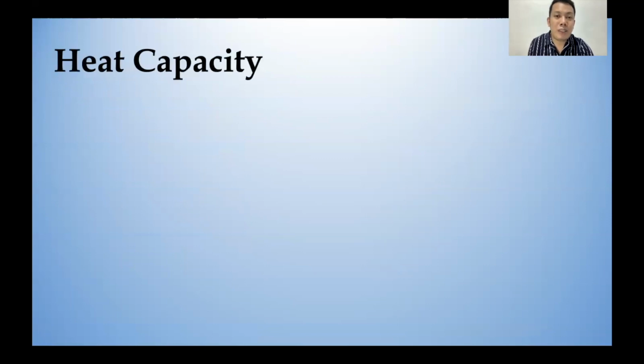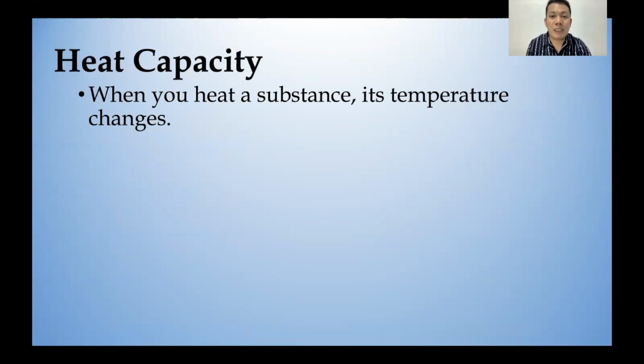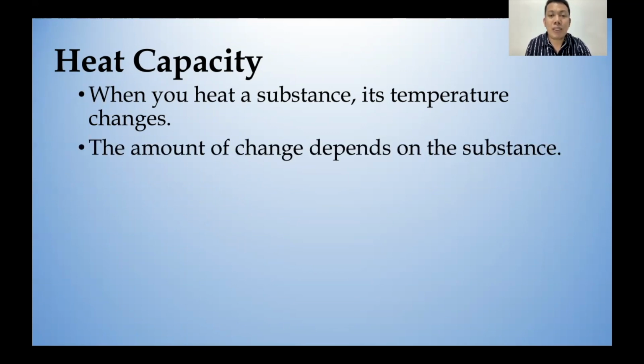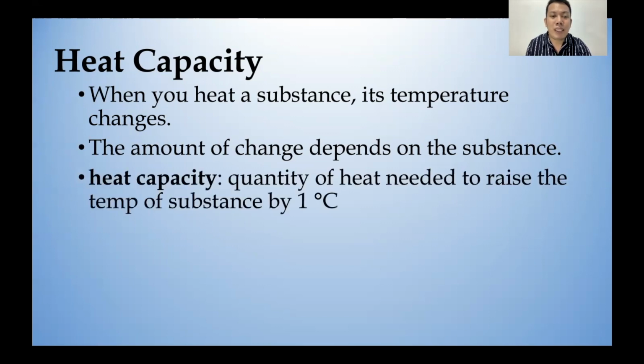Okay, so we are now down to the last topic for this video, which is the heat capacity. When you heat a substance, its temperature changes. Basically, it will increase. The amount of change depends on the substance. The heat capacity is the quantity of heat needed to raise the temperature of a substance by 1 degree Celsius. Depending on the substance, when you heat a metal, it will easily increase in temperature. But when you heat a non-metal, for example rubber or wood, it will take a lot of time.